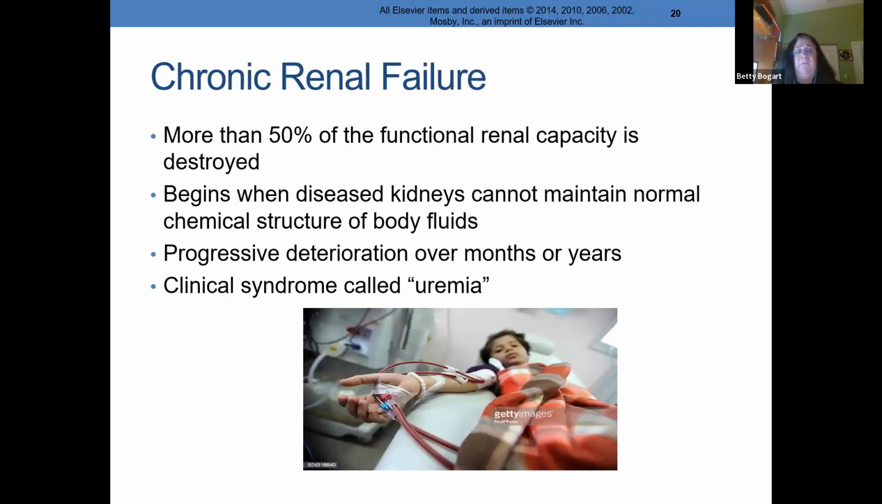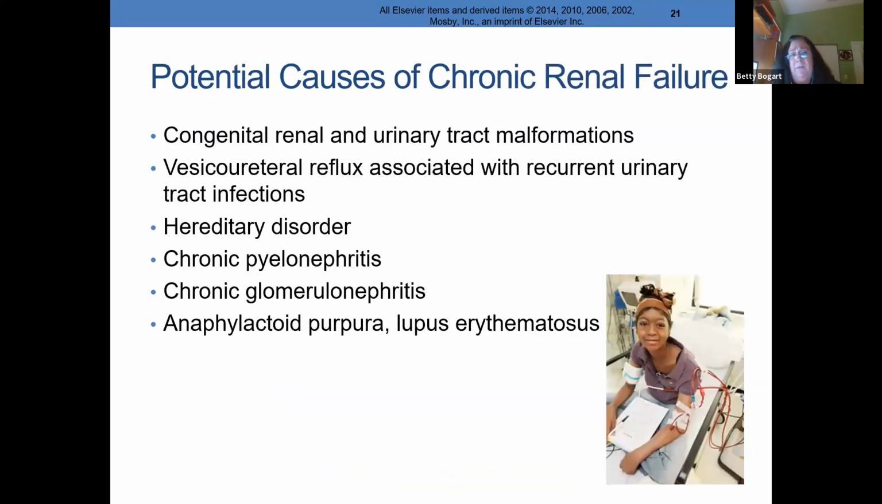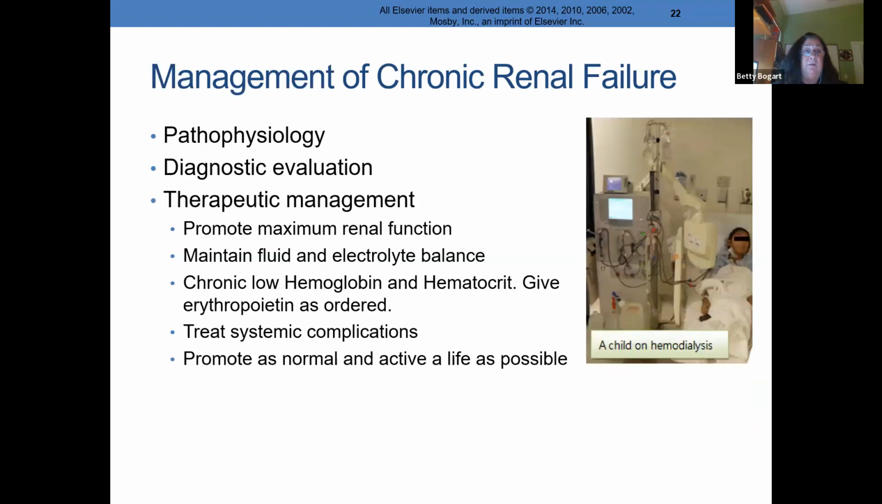Now, chronic renal failure is when more than 50% of the kidney is not workable. And it's just a progressive deterioration. They call that uremia. Causes of chronic, well, again, could be those malformations, could be that reflux, hereditary, passed down generation to generation, and then those chronic type of infections, and then anaphylactoid purpura or lupus. Lupus attacks all organs, right? Can attack your kidneys also.